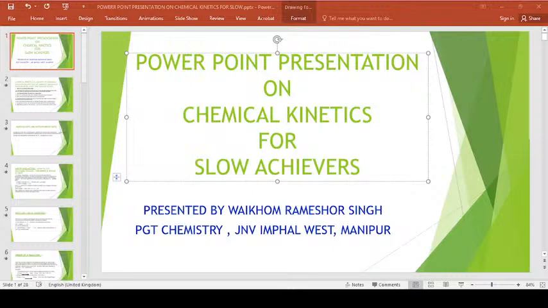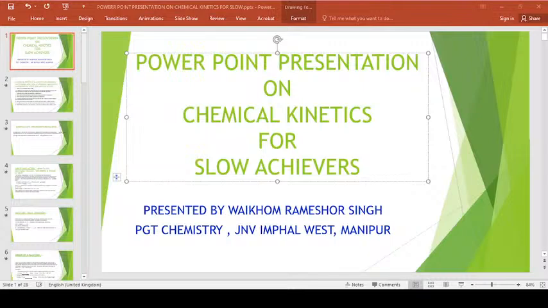Now let us see what is the rate of chemical reaction. It is defined as the number of moles per liter of the reactant. Factors affecting the rate of a reaction: the first factor is, rate of a reaction increases with increase in concentration of reactants. Second, rate of reaction increases with the increase in temperature. That means if we increase the temperature, the rate of reaction increases.